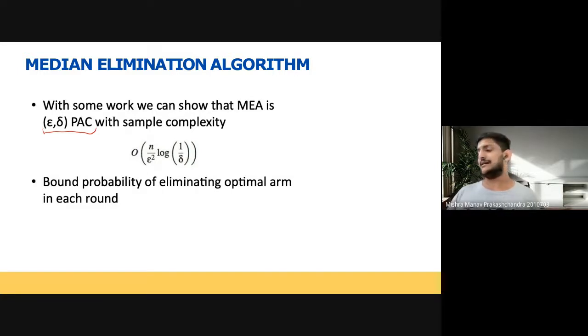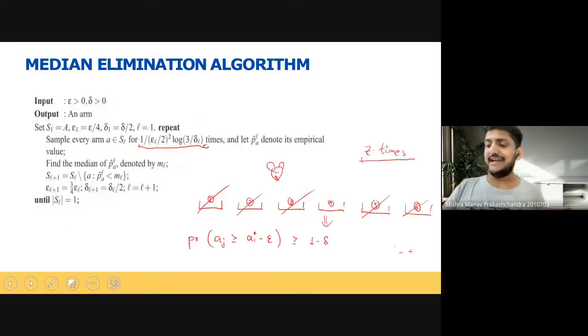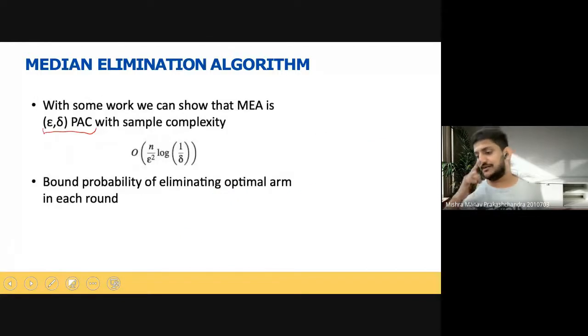Here what I'm doing is I'm basically bounding the probability of eliminating the optimal arm in each round. So at the end of each round, I have a probability of delta_L with which I can eliminate the optimal arm. And we see that this delta_L decreases with an increasing number of rounds. I'm also decreasing the error distance, or how close I want to be to the optimal arm. Okay, so this is the median elimination algorithm, broadly what sir has covered till now.